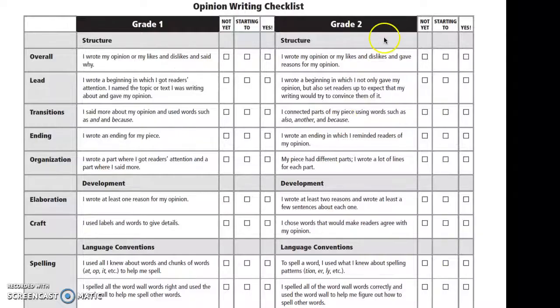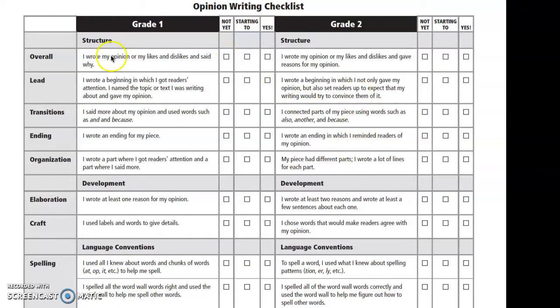This is a tool to help you write your book review. When you're done with it, you can use a checklist like this, and this tells all the things that we're expected to do as first grade writers in opinion writing. We're going to go through some of the things on this list today, and I'm going to show you how I would check all the parts of my writing.